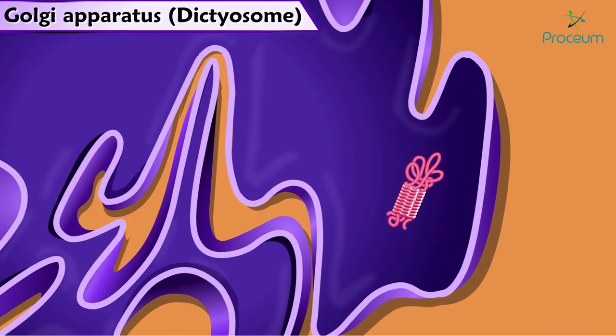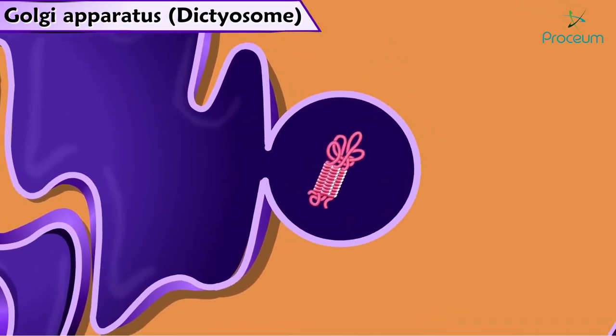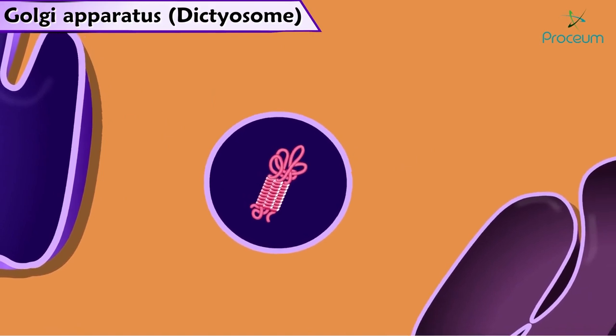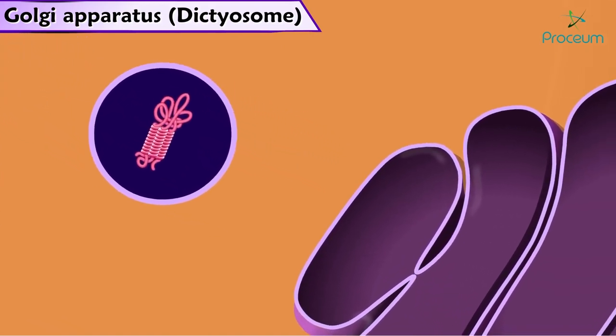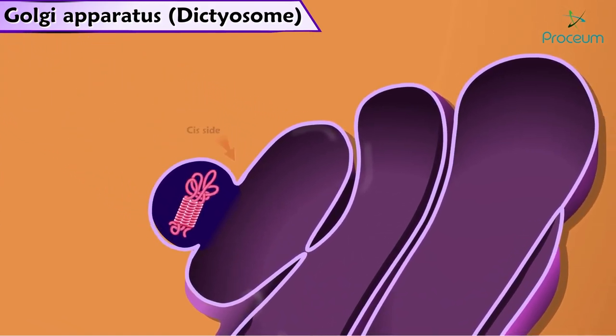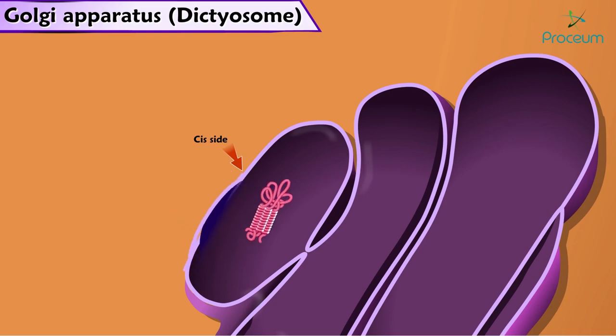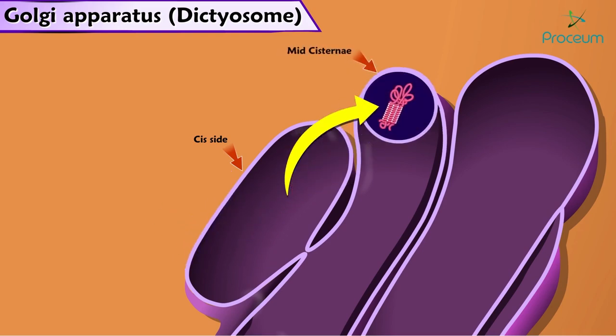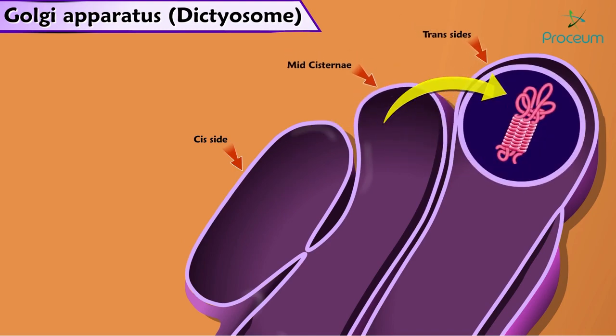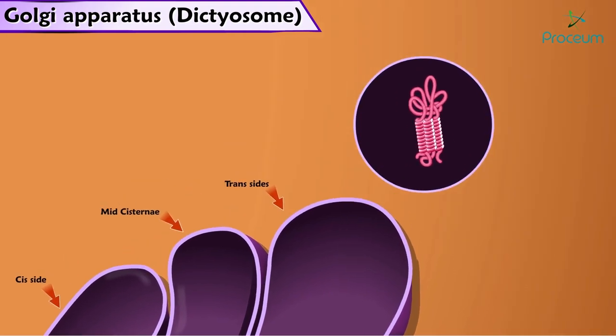Membranous vesicles bud off the rough endoplasmic reticulum containing newly synthesized proteins, and they fuse with the cisterna on the cis side of the Golgi apparatus. These proteins are then passed via other vesicles to the middle cisternae, and finally to the cisterna on the trans side, from which vesicles branch off into the cytoplasm.